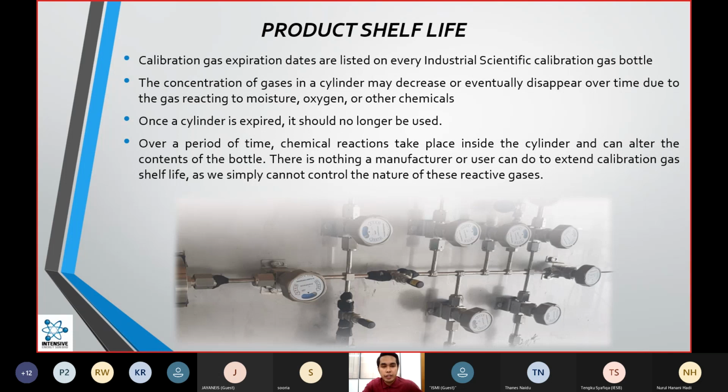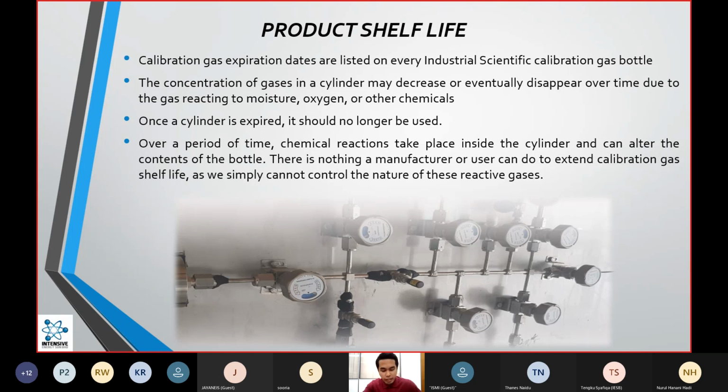Over a period of time, chemical reactions take place inside the cylinder and can alter the contents of the bottle. There is nothing a manufacturer or user can do to extend calibration gas shelf life, as we simply cannot control the nature of this reactive gas. So the shelf life period depends on the type of calibration gas. Clients can ask their manufacturer for the shelf life period of their gases.